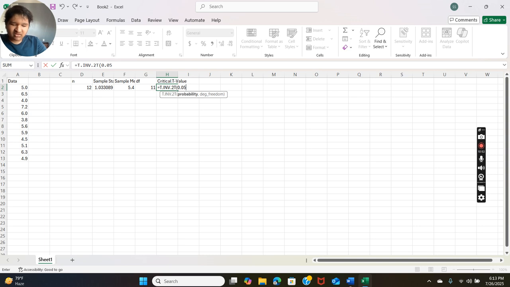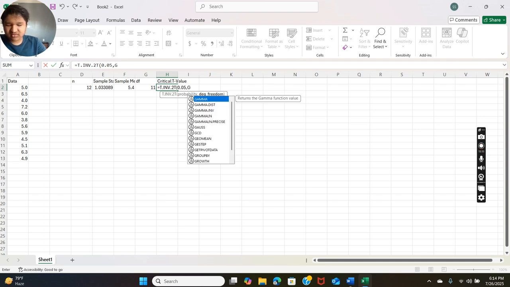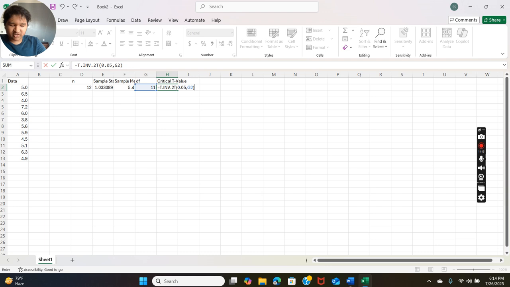0.05. And then we type comma to tell it that the next thing is the next argument, so not the confidence level, but the degrees of freedom. And the degrees of freedom is in cell G2, so that's what we type here. G2. Close parenthesis. And then enter. If you don't press enter, if you press escape, then again, it will not save the thing that you're trying to type.